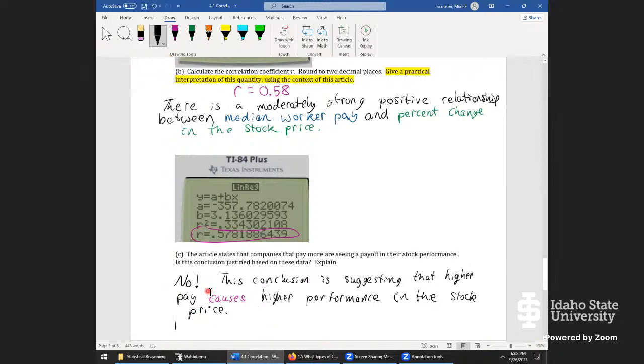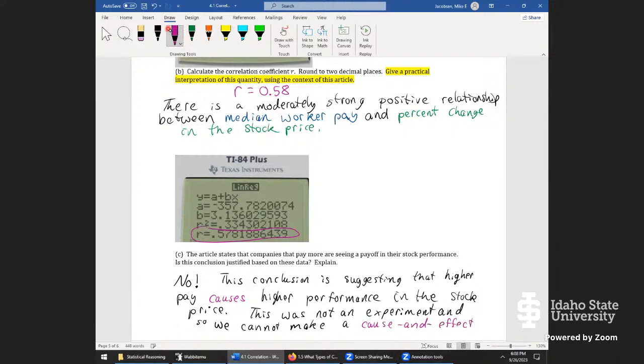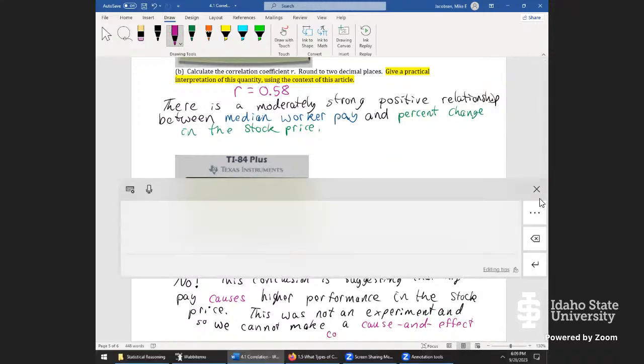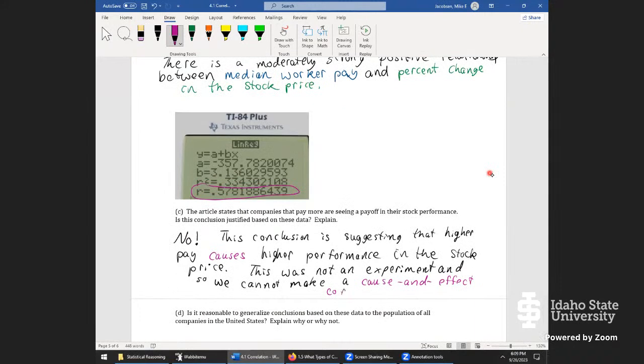So if we have that they're suggesting higher pay causes higher performance in the stock price, we'll say here, this was not an experiment. And so we cannot make a cause and effect conclusion. Oh man, that's a long sentence that turned into.